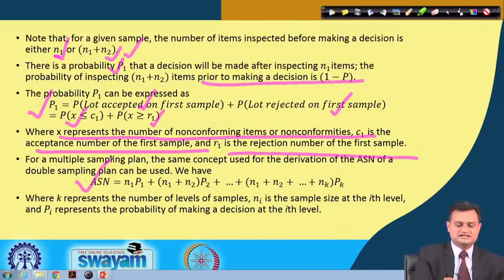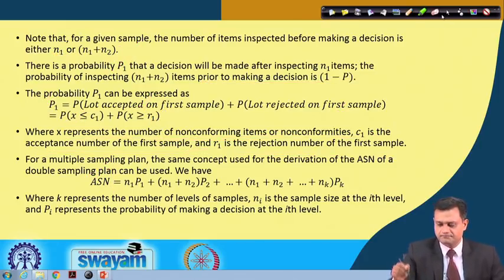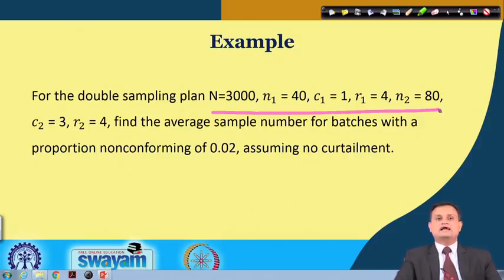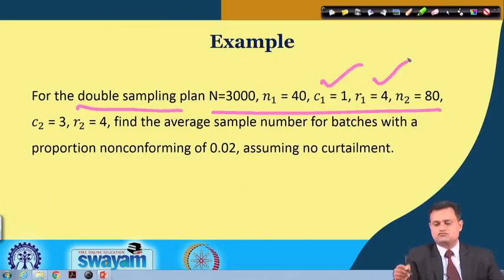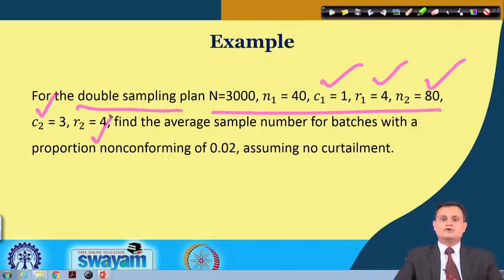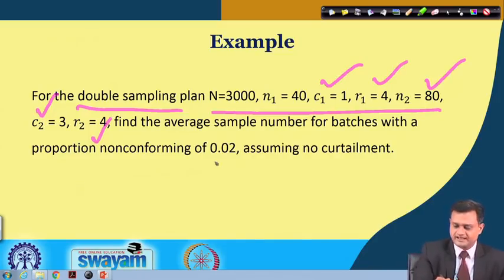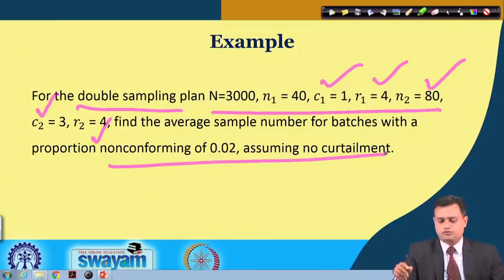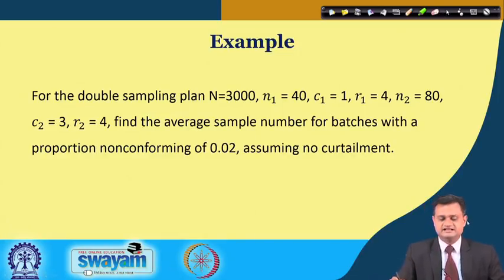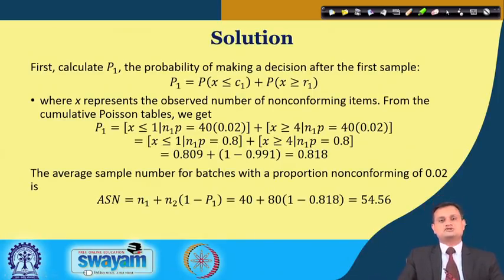So, basically my purpose here is to find the ASN, the average sample number, and I will do the analysis for this particular sampling plan where n1 is equal to 300. I am talking about double sampling, C1 is equal to 1, R1 is equal to 4, n2 is equal to 80, C2 is equal to 3 and R2 is equal to 4. So, you can see that you have C1, R1, n1, C2, R2 and n2. This is my double sampling plan, and the proportion non-conforming is 0.02. Assuming no curtailment, I will continue, even if I can detect that my lot or my particular sample is of reject level.